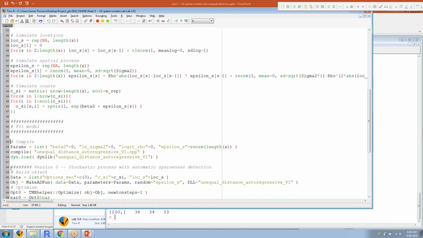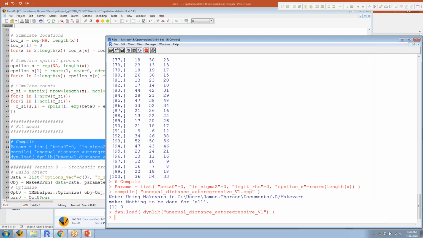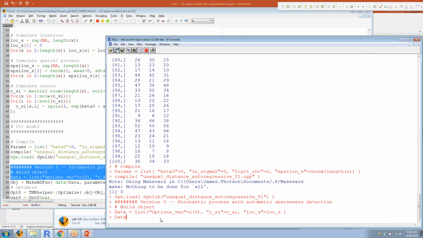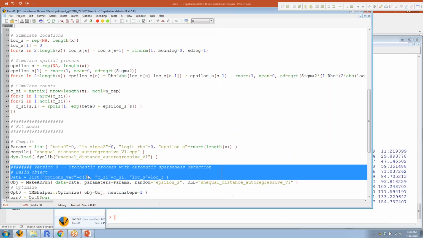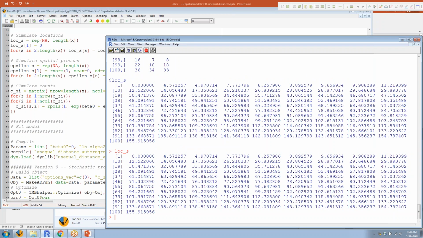And then down here we have the tag list of parameters. We compiled a model. We link it. The data we're giving it is, again, this options vec that tells it which method we're going to use on the C++ side, the matrix of data, and then unlike last week, we also have to tell it the locations. Basically we have to tell it how far the sites are from one another, after they've been ordered.